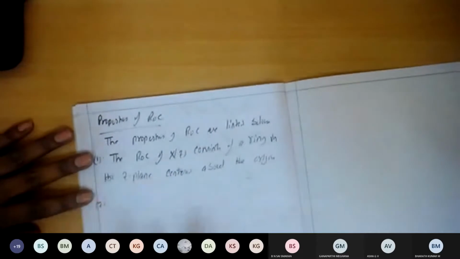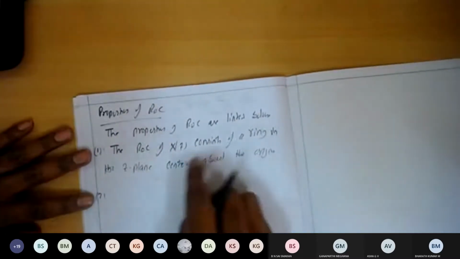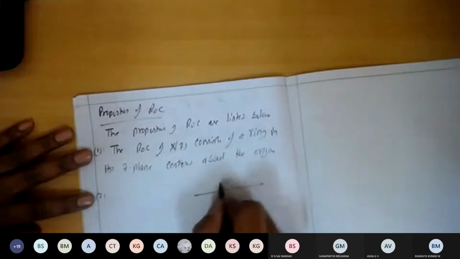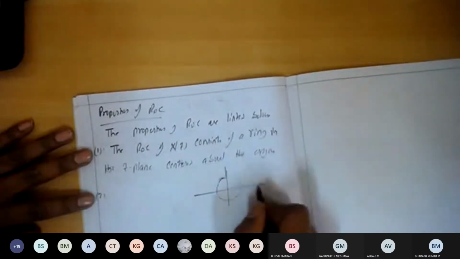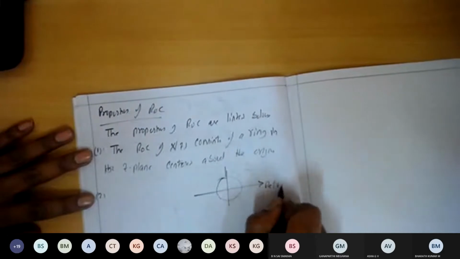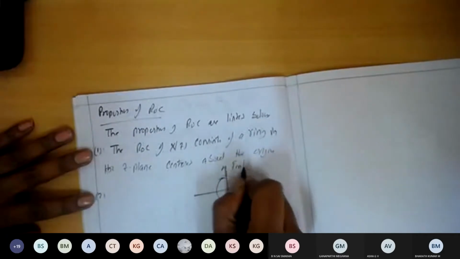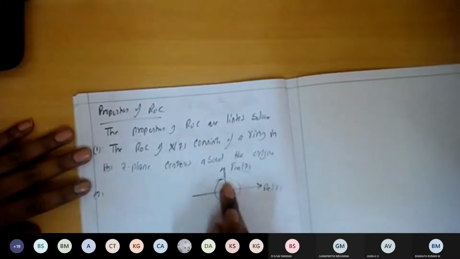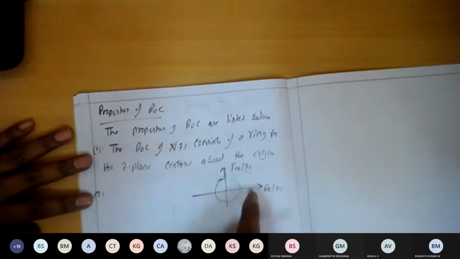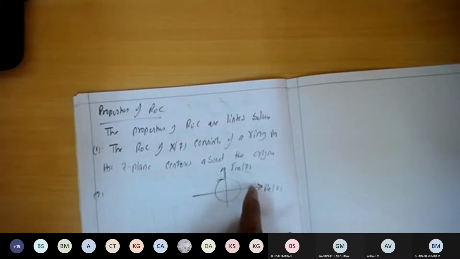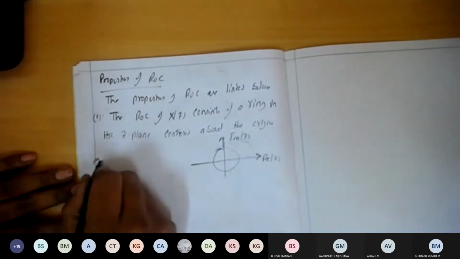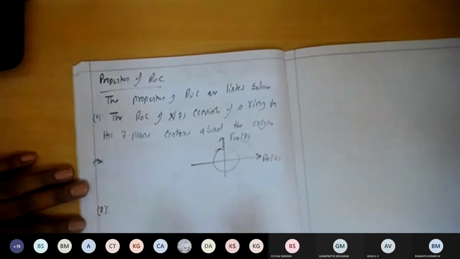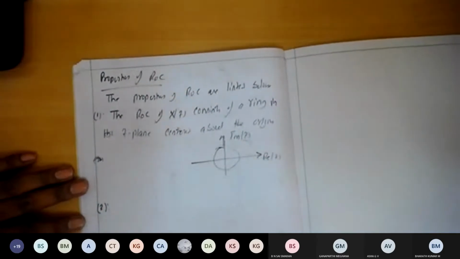So usually the ROC consists of this ring. It is centered about the origin, based on the input sequence. This is the real part of Z and this is the imaginary part of Z. Based on whether it is a positive sided sequence or negative sided sequence, the ROC is going to lie inside the circle or outside the circle. So that is the first property of the ROC.